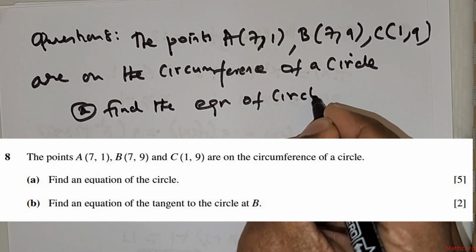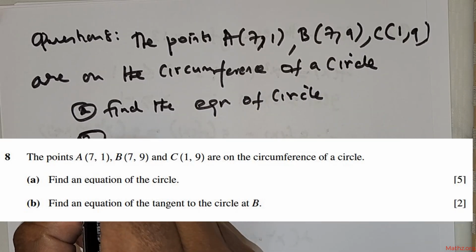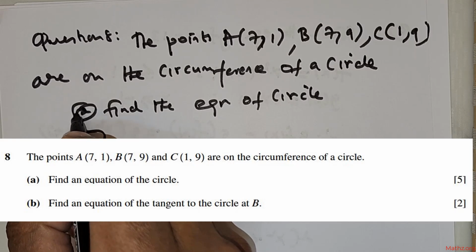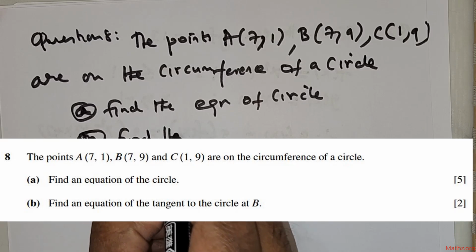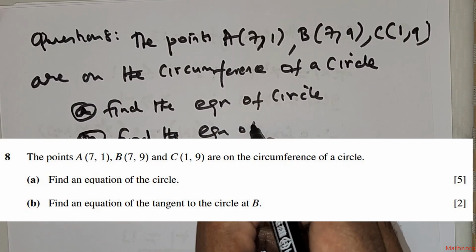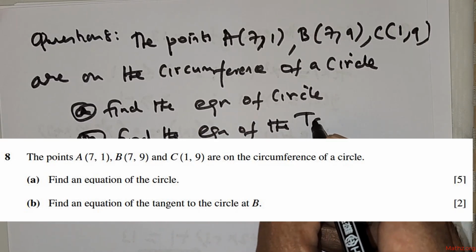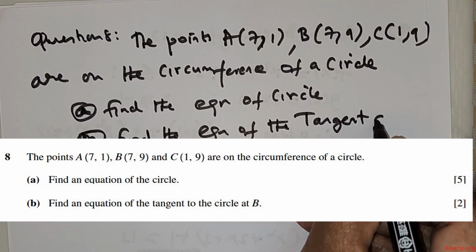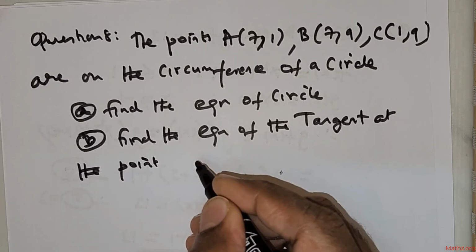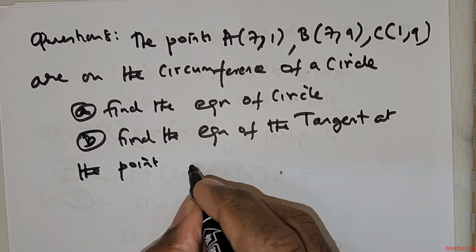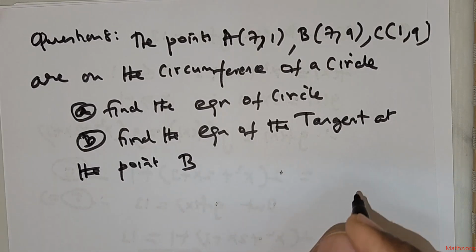This is one question. The next question is, this is question A. Question B is, find the equation of the tangent at the point B.